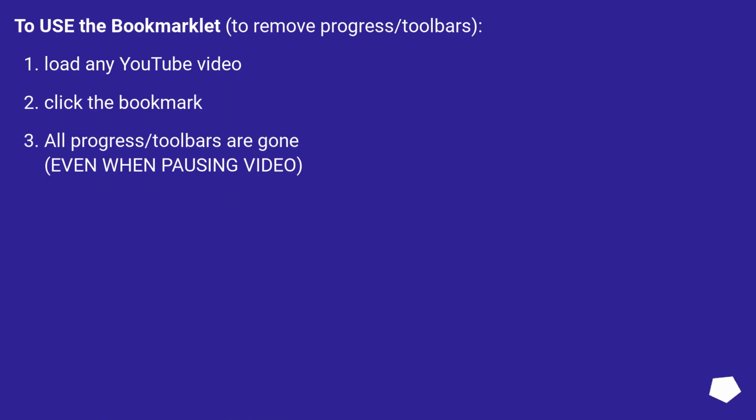To use the bookmarklet, to remove progress / toolbars, load any YouTube video. Click the bookmark. All progress / toolbars are gone, even when pausing the video. To restore all toolbars, refresh the page.